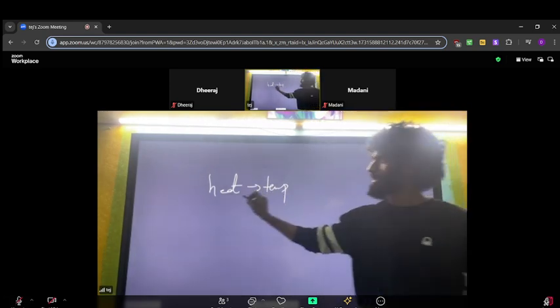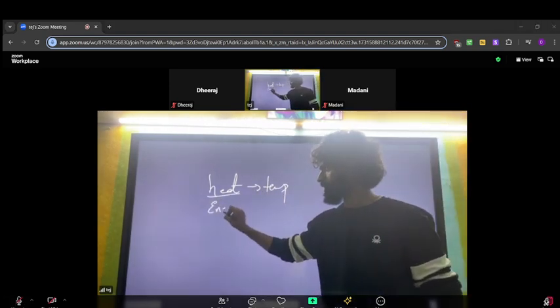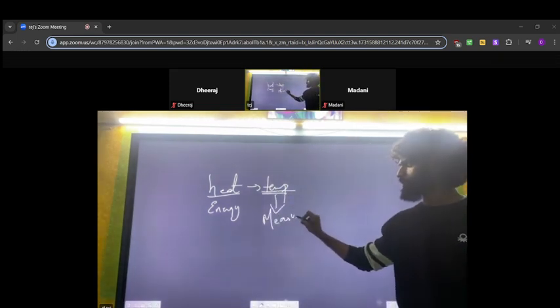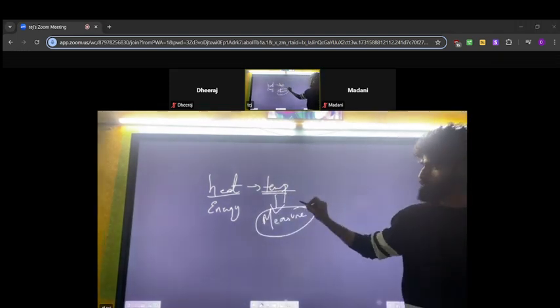Now, what is the difference? Heat is nothing but some sort of energy, but temperature gives it a measure. So this measurement of heat transfer we call temperature, and this is what we'll be focusing on.